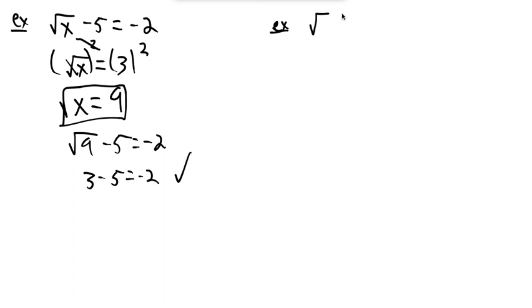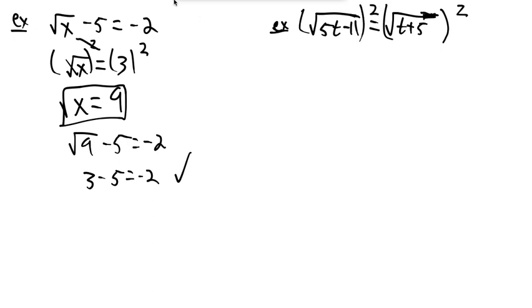Let's look at the square root of 5t minus 11 is equal to the square root of t plus 5. Oh no, what do we do? We have square roots on both sides. We cannot get the radical by itself. Well, all we're going to do is square these. We said a square and a square root cancel out. So squaring means this square root will cancel out, and this square root will cancel out. What happens when you have a square root on both sides and you square it? You're just left with what's inside on both sides.